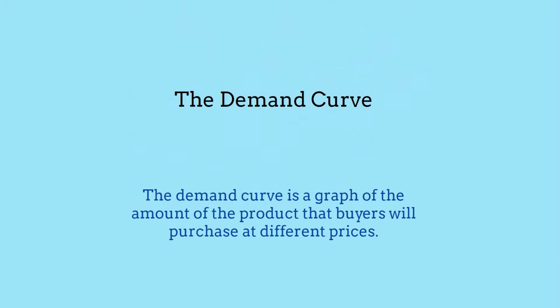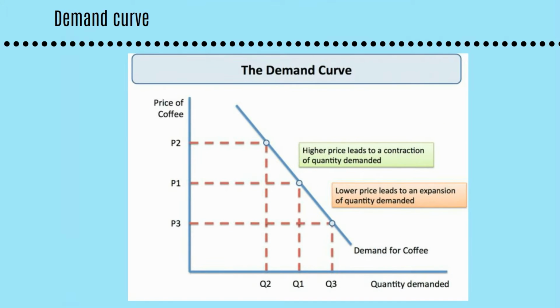The demand curve is a graph of the amount of product that buyers will purchase at different prices. Here is an example of the demand curve. As you can see, higher prices lead to a contraction of quantity demanded. Lower prices lead to an expansion of quantity demanded.